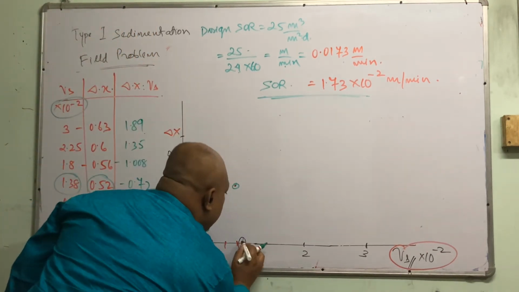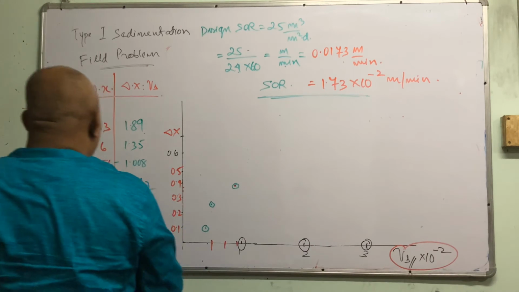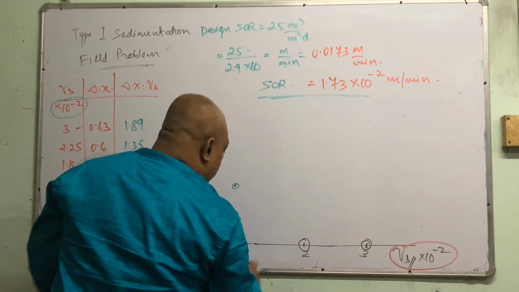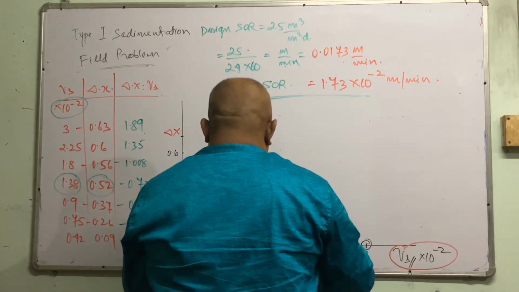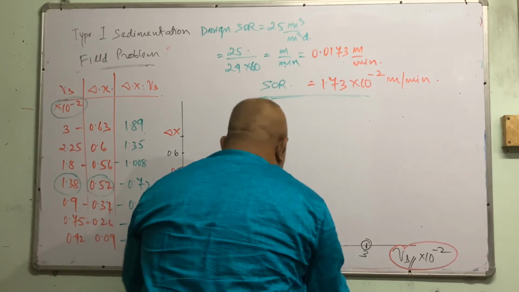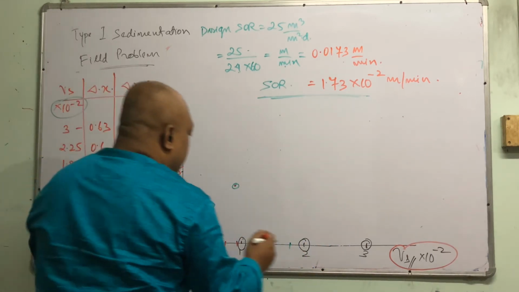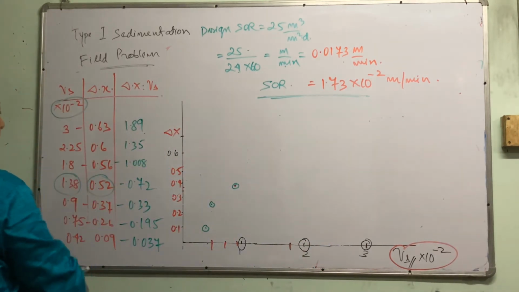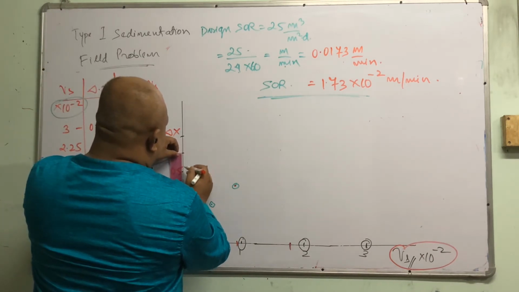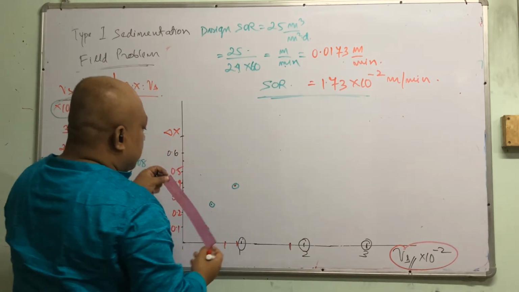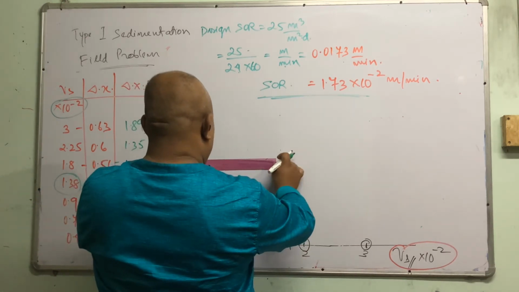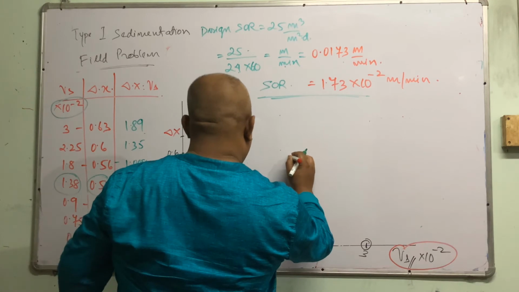This is your 1, this is your 2, this is your 3. Now 1.8, 0.56. 1.8 means very close to 2. 1.8, so here. Okay, so 1.8, 0.56. 0.56 means here. I said 1.8, almost right, so it may be around here.